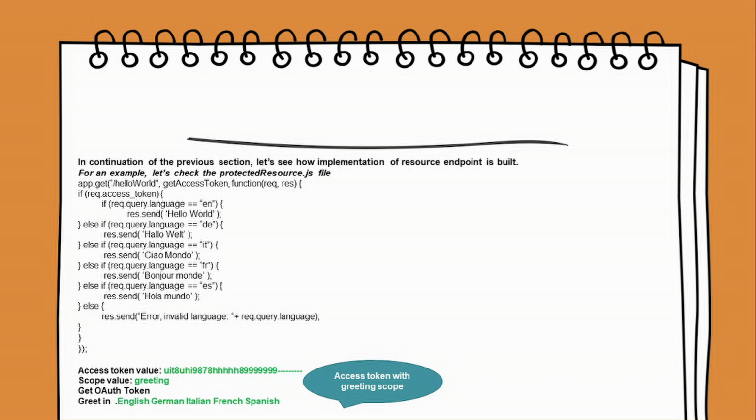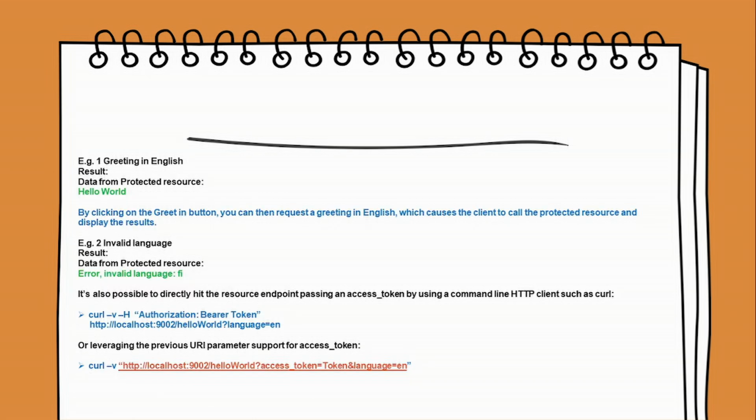Let's have a look at this. This is just an API we built, and we'll try to understand where the vulnerabilities can come from and how we can make a practical implementation to stop them. In this case, we have the access token value, and the scope value is greeting: get the OAuth token, and greeting in these languages. These are basically the requirements, an access token with the greeting scope. Let's go to the next slide.